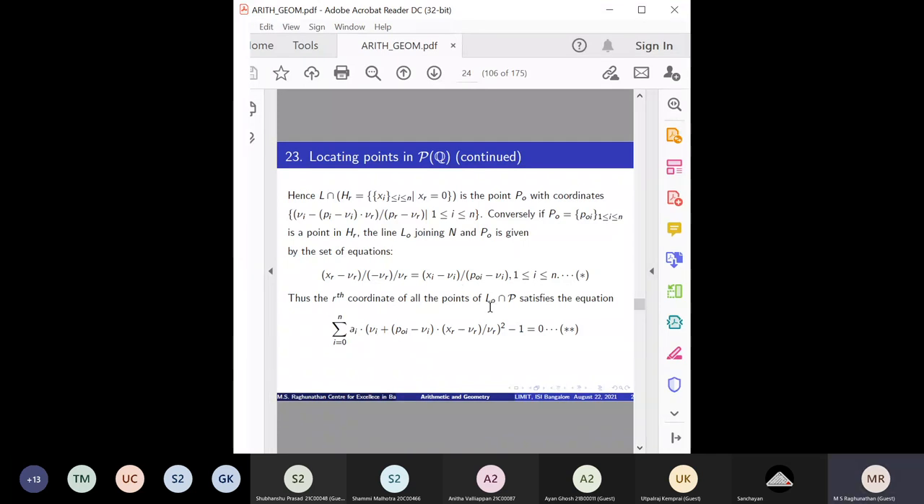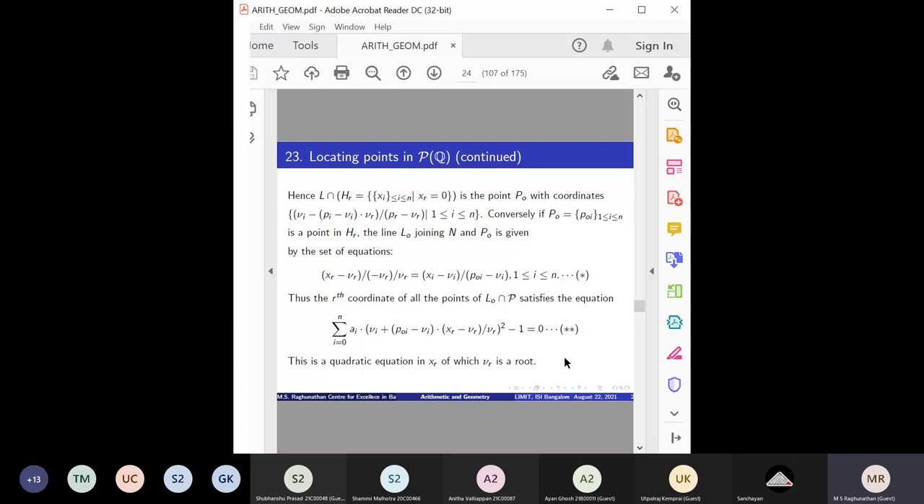Arc coordinates of all the points. So it satisfies the quadratic. I have substituted for all the other coordinates because they lie on the same line. So for each xi, I can write it in terms of nu r and xr. So xr will satisfy this quadratic equation, and this is a quadratic equation for xr, of which nu r has to be a root.